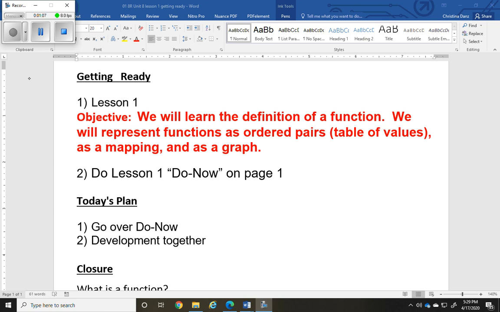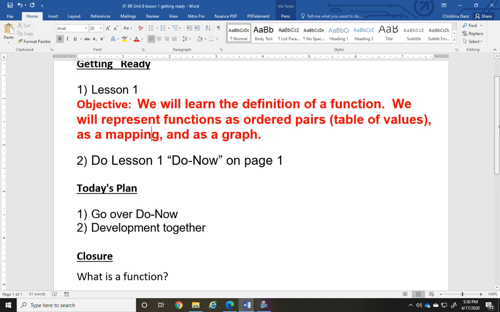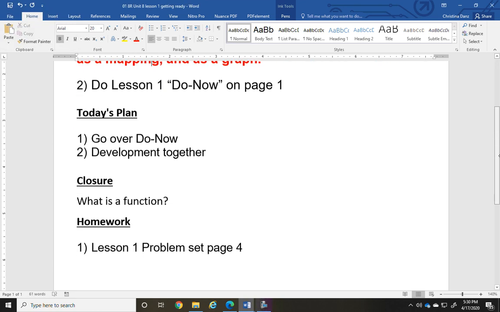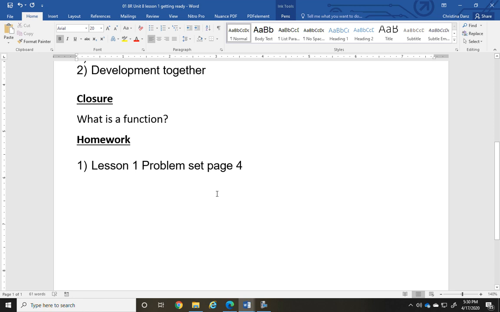And you have a Do Now to do on page 1. It would be great if you could pause and try to do that on your own, and then when I go over it with you, make sure you have the right answers. I am going to go over the Do Now, and I am going to do the development with you. By the end of this lesson, you should be able to tell me what a function is. And then your homework is the problem set, which is page 4.